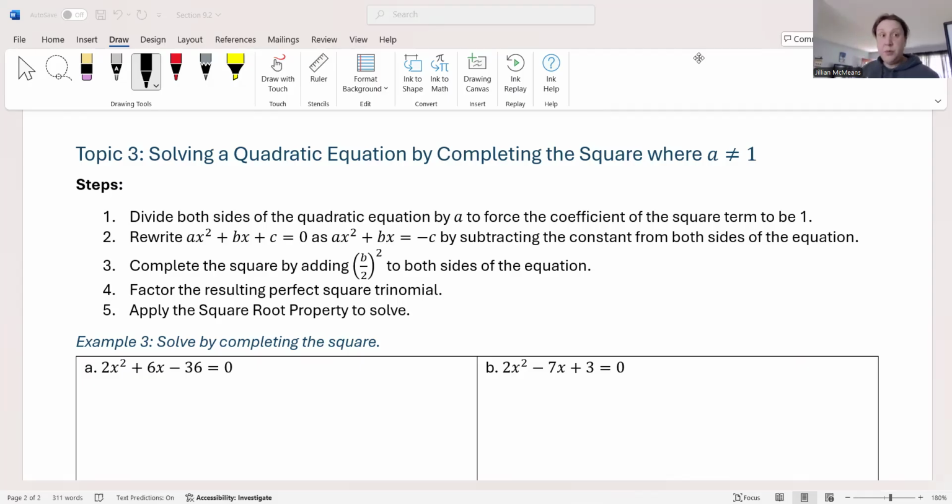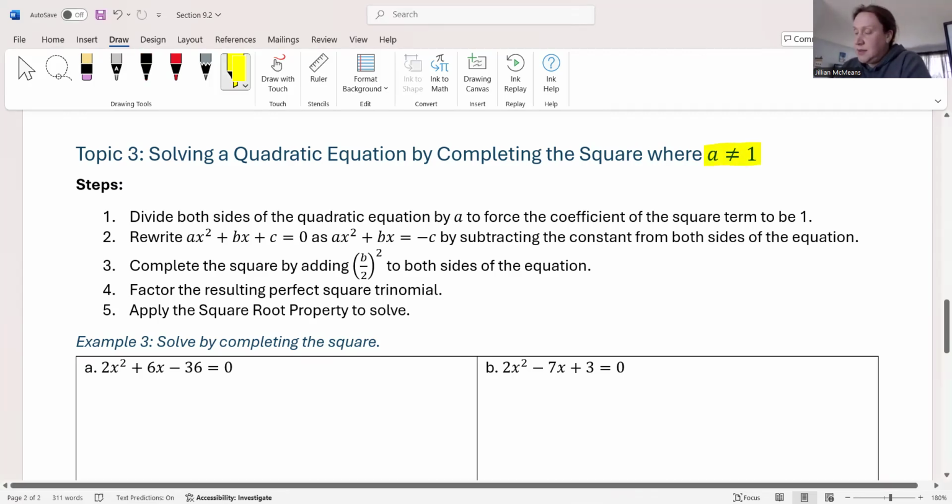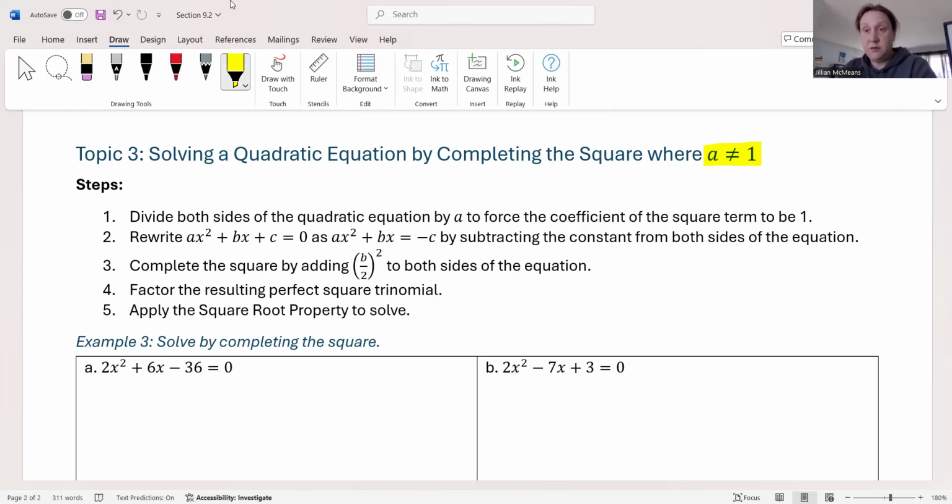Okay, for topic 3, we're going to talk about solving quadratic equations again by completing the square. But what's different here is a is not 1. So that means the coefficient on the squared term is not naturally 1. And unfortunately, completing the square the way we know it, by adding b over 2 squared to both sides, just doesn't fly if a is anything other than 1. So we have to deal with that right off the bat.